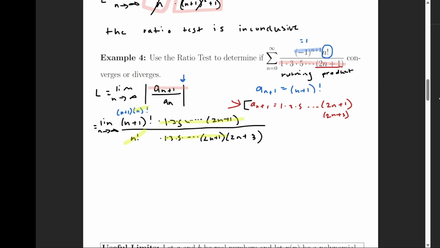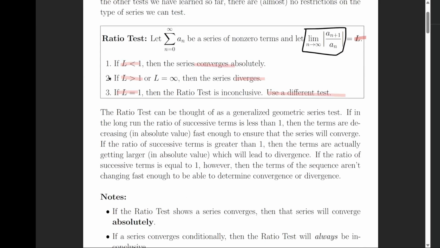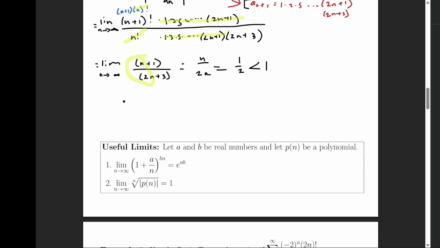So now when we rewrite it, we have n plus 1 over 2n plus 3. We're just looking at the dominant terms right here, so we're just looking at n over 2n, and that cancels out, so it's just 1/2. And 1/2 is less than 1, and we know that when L is less than 1, that means it converges. So now we write it out. The series converges because L is less than 1 by the ratio test.